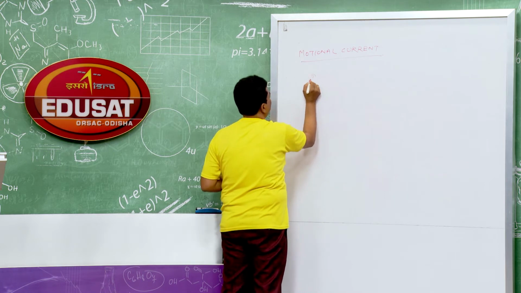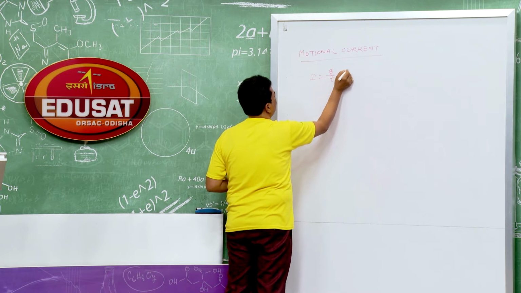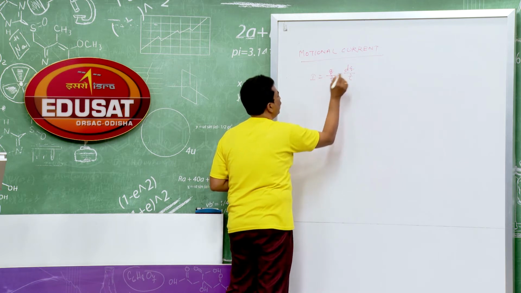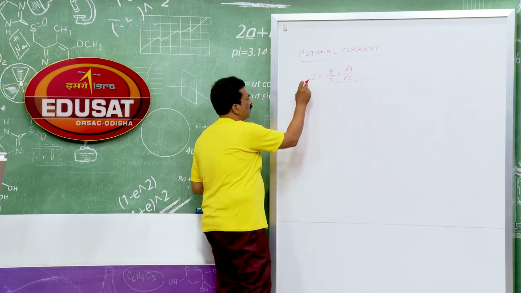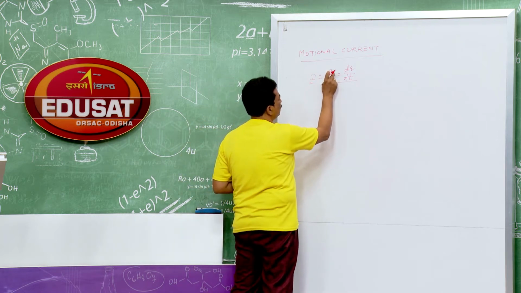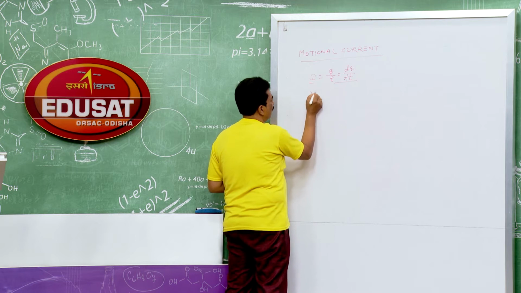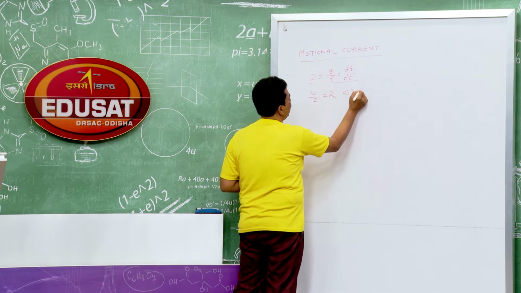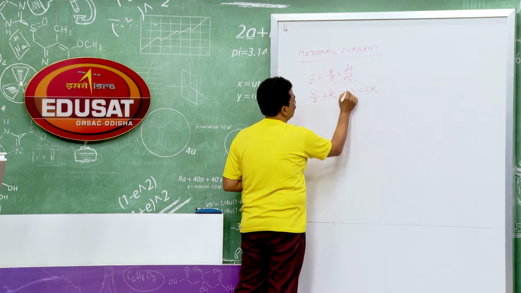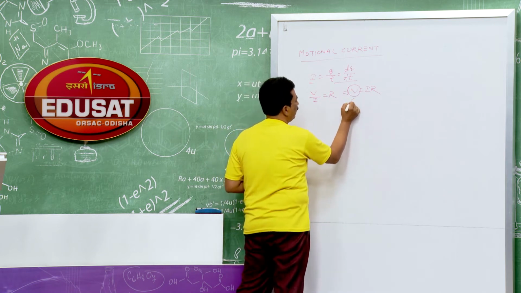You know that I equals q by t, or that is equals dq by dt also. This is the expression of current. Whenever there is current, there must be some charge, and by taking that charge you will find the current. Also from Ohm's law, V by I equals R, which implies V equals IR. So, V means the potential. That potential, if you take, is the induced EMF.